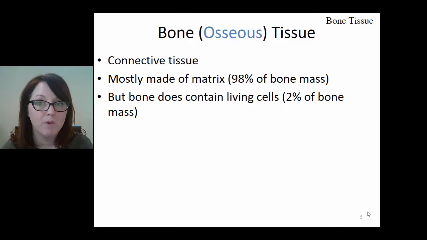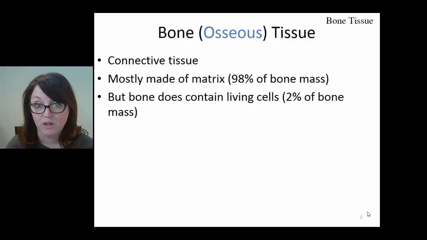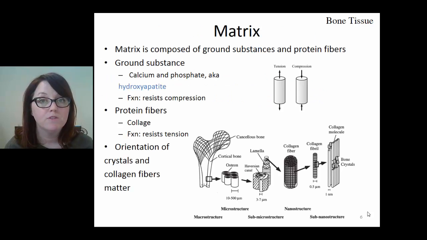Now let's take a look at bone tissue. Right? Bone tissue is a connective tissue, and like most connective tissues, it has a lot of matrix and specialized cells. About 98% of our bone mass is actually matrix, so the matrix is really important for our bone tissue. But bone does contain living cells. That's about 2% of the bone mass. So first, let's take a look at the matrix.